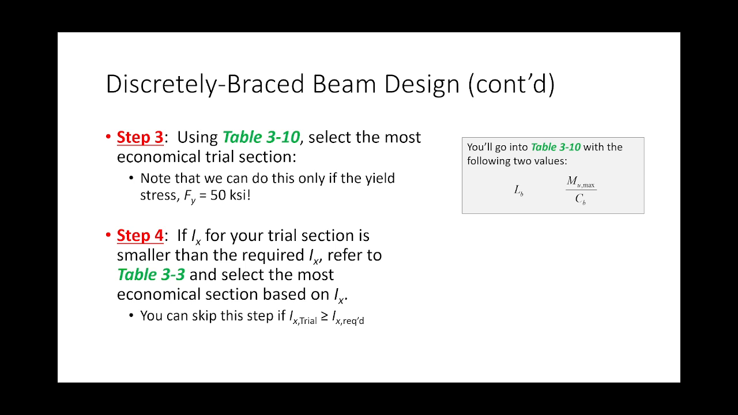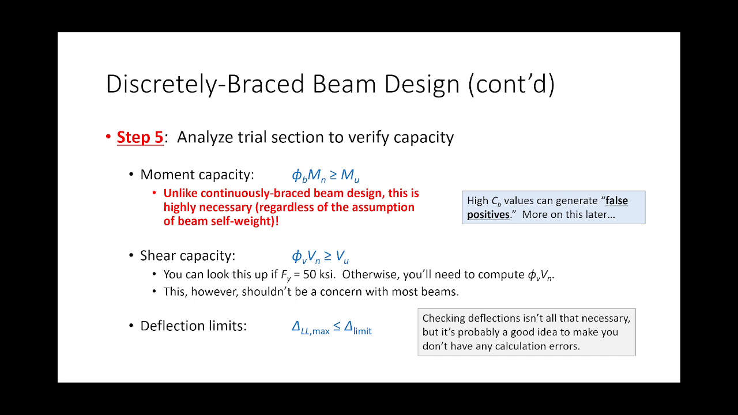We need to check that trial shape to ensure that it has an adequate moment of inertia. If that's the case, then that's a trial shape that we then analyze to verify its capacity. Now, with moments, I have a note here. This is very, very important, okay? Unlike continuously braced beam design, this is highly necessary, regardless of beam self-weight.